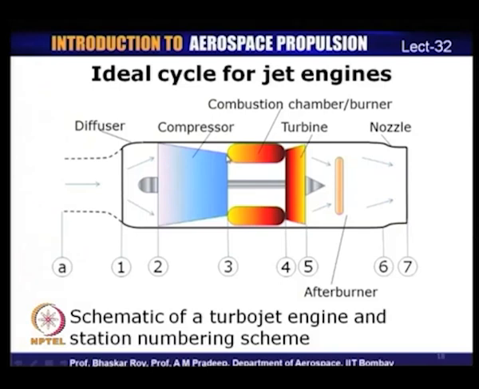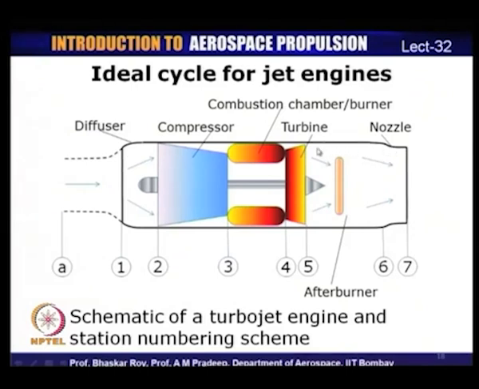Compressed air from the compressor goes into a combustion chamber, where fuel is added and the necessary heat addition to the cycle takes place. From the combustion chamber, the hot gases are expanded in a turbine, which is indicated here. The expansion process begins right at the turbine entry and continues all the way up to the nozzle exit. So, this process from turbine entry to nozzle exit is also assumed to be isentropic in an ideal cycle.